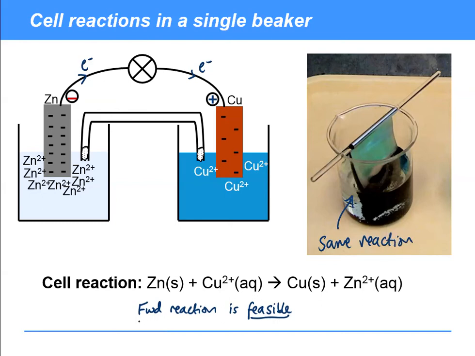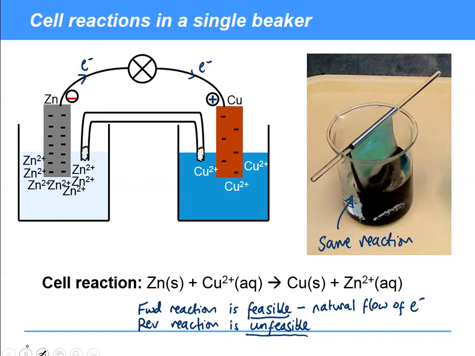Now in contrast, the reverse reaction is not feasible, unfeasible, because in that case we would need to continually supply energy in order to get that reaction to happen, because the natural flow of electrons would tend to reduce the copper 2+ to copper and oxidize the zinc to zinc 2+.